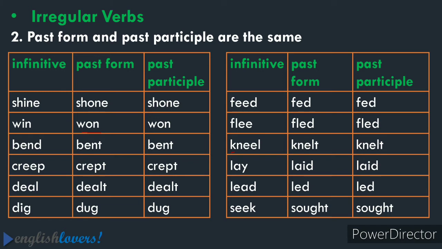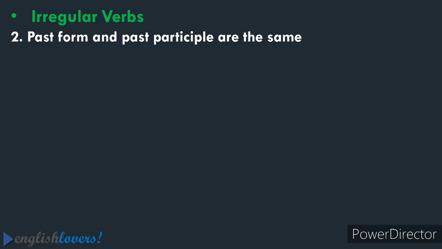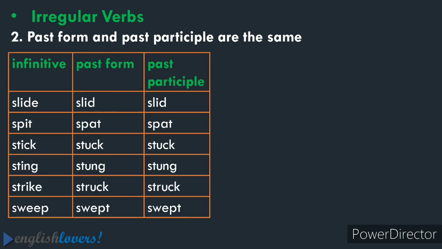Seek, sought, sought. What is seek? Seek means try to find or try to obtain something. Few more examples where past form and past participle are the same. Slide, slid, slid. What is slide? Slide means move along a smooth surface, touching it always, or it is a structure where you move along that smooth surface. Usually you find it in gardens. Spit, spat, spat. Stick, stuck, stuck.